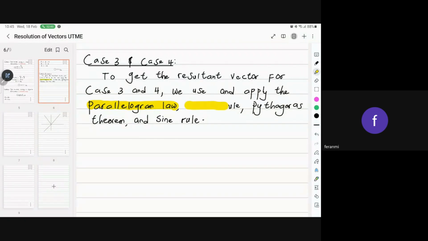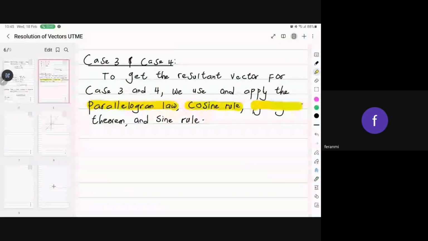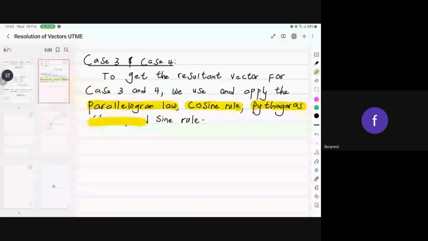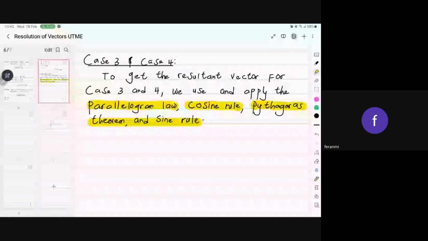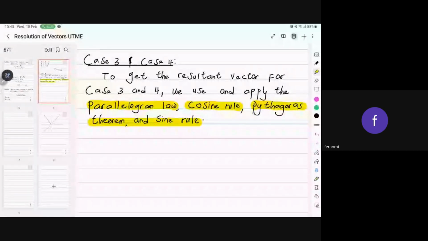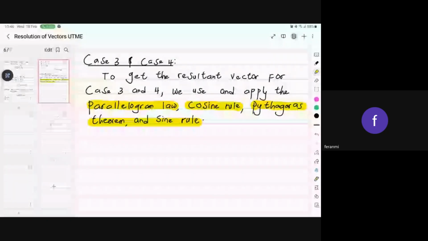Parallelogram law, cosine rule, Pythagoras theorem, and the sine rule. So these are the concepts that we need to be able to understand case 3 and case 4. Remember, case 3 and case 4 are dependent on our ability to apply our parallelogram law, cosine rule, Pythagoras theorem, and the sine and cosine rules.